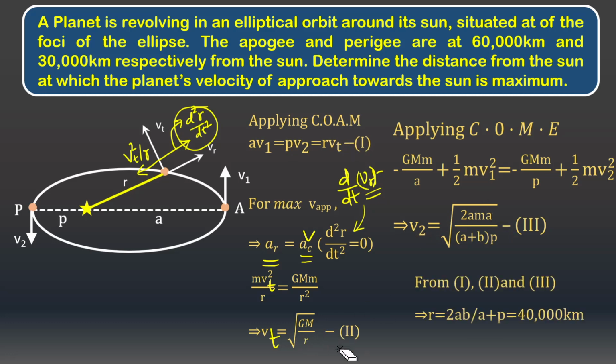I'm sure you guys can do that on your own. Using all these three equations, we will be getting r equal to 2AP by A plus P. There is a slight mistake, let me correct that: 2AP by (A plus P), that is coming out to be 40,000 kilometers.